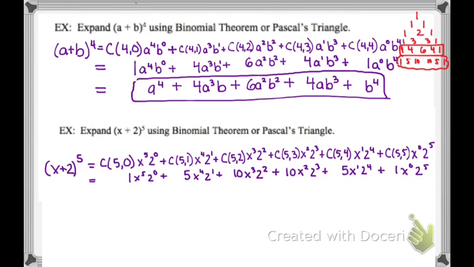Okay, and now we can go ahead and simplify. Now here's how things are a little bit different. Up top, when we were doing these ones, a to the 4th, b to the 0, well the b to the 0 just went away. That was fine.